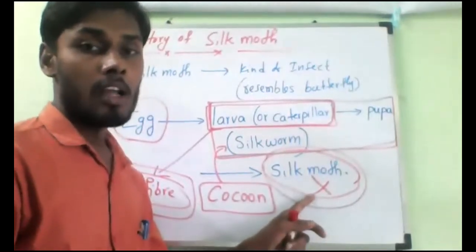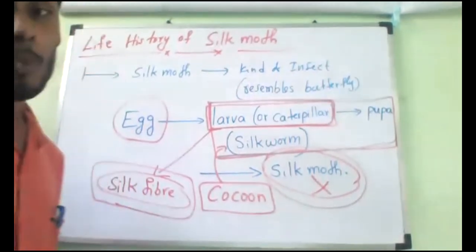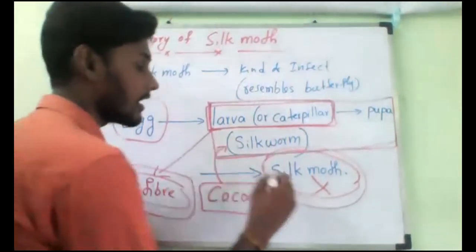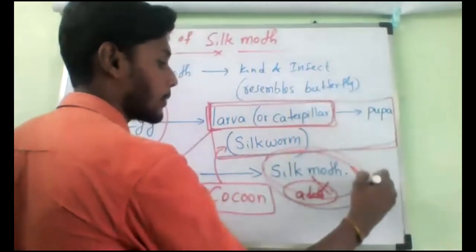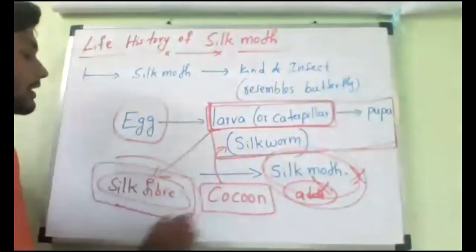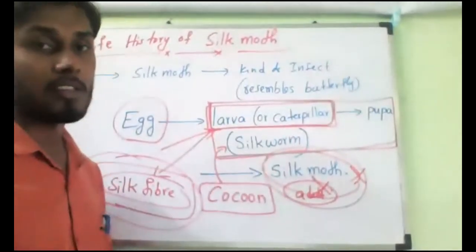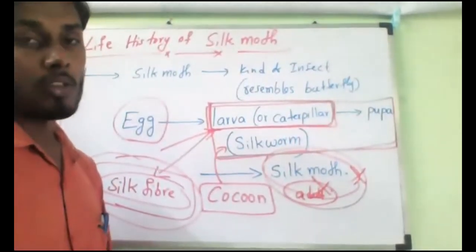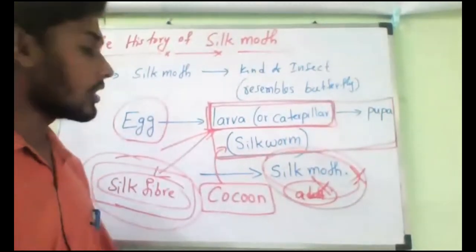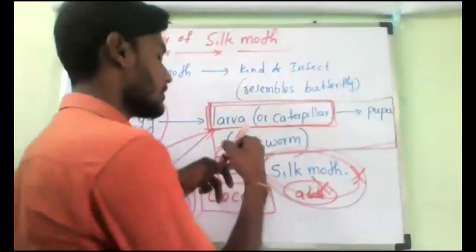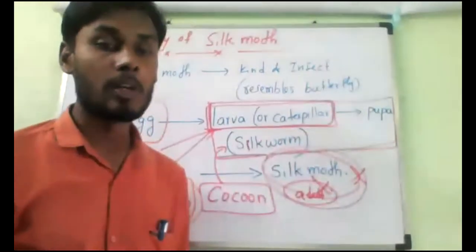If you observe here, it is the larva stage, or caterpillar stage, of the silk moth which produces the silk, and this is not done by the adult silk moth. The adult silk moth cannot produce the silk fiber. It is only produced in which stage? The larva stage. Only when it is in the larva or caterpillar stage does it produce silk. That is why the larva of the silk moth, which produces silk, is called a silkworm.